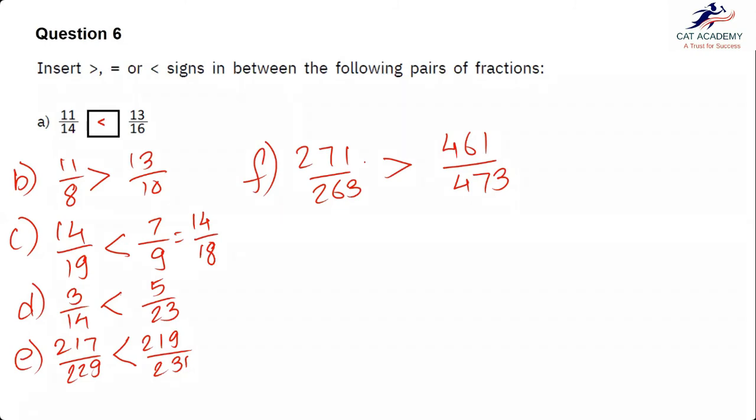Pushkar, the method doesn't matter. Even if you cross multiply, you can still get the correct answer. See, if you do the second one by cross multiplication, it will be 11 into 10, that's 110. 13 into 8, that's 104. Still 110 is greater, so 11 by 8 is greater, you can see. So method is not important. All the methods are applicable everywhere.